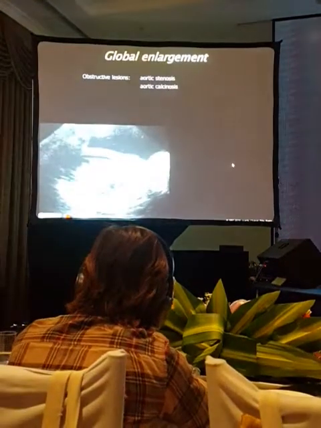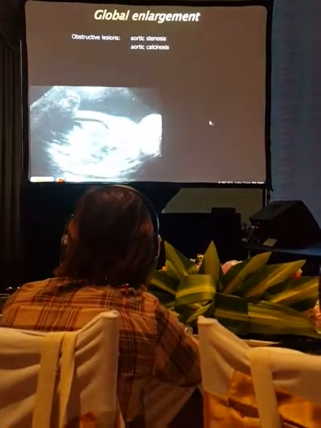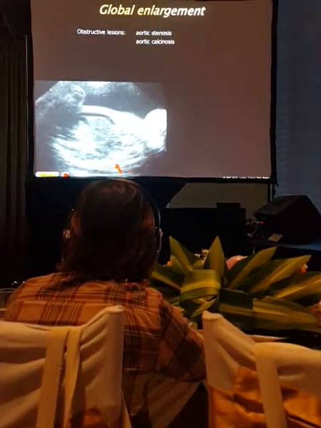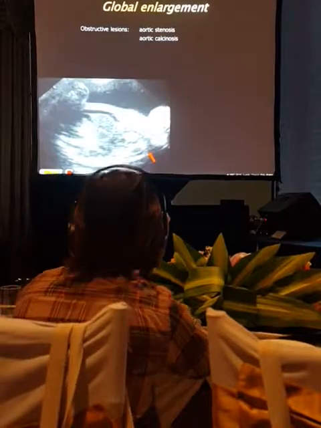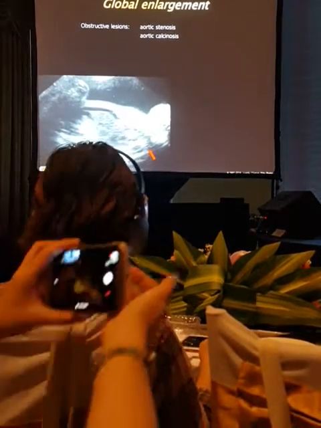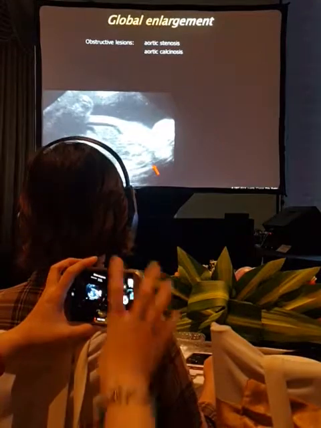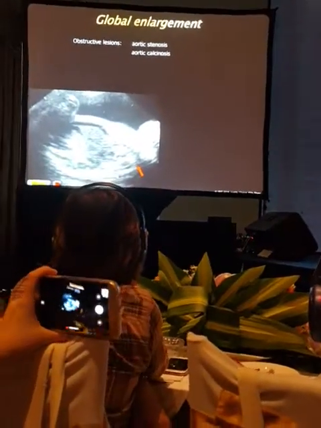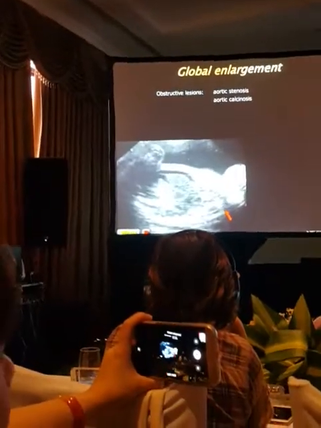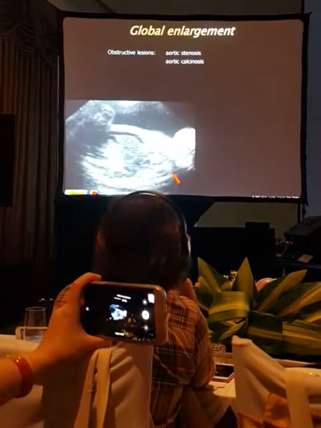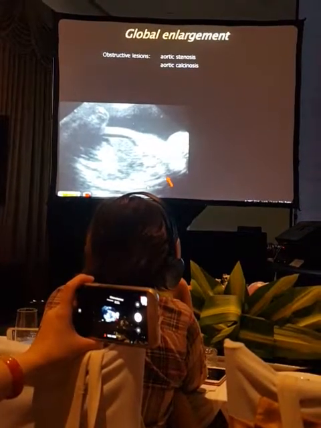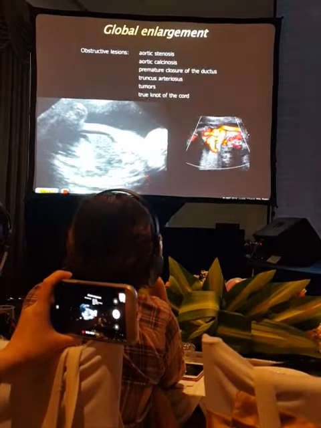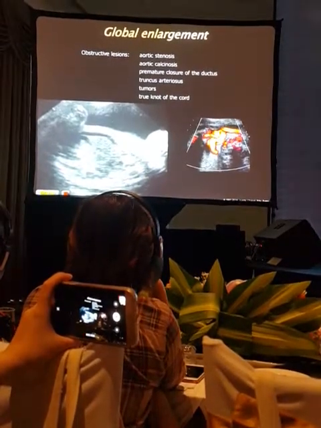Now, sometimes you can have an obstructive lesion that can cause an enlargement. For instance, aortic calcinosis. This baby here has an aorta which is completely calcified, and so it doesn't expand during systole. It's like a fixed pipe. This is like atherosclerosis in adults, but it's a recessive condition, so you can anticipate it. And since the aorta does not expand, it will increase the resistance, and the baby will develop an enlargement and hydrops.